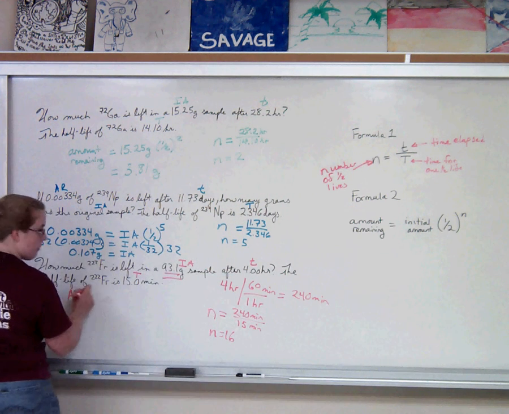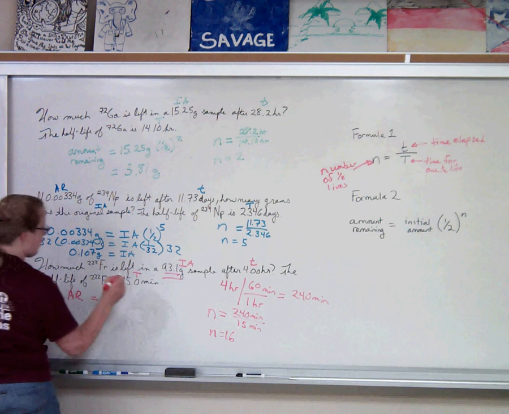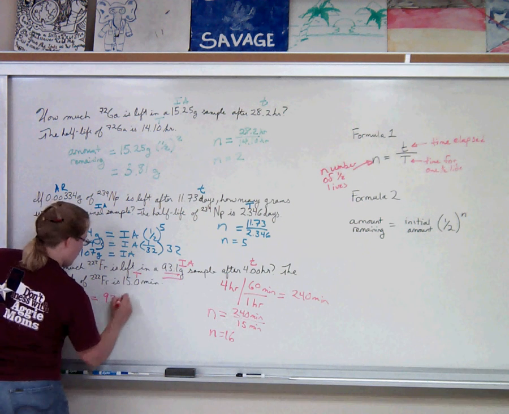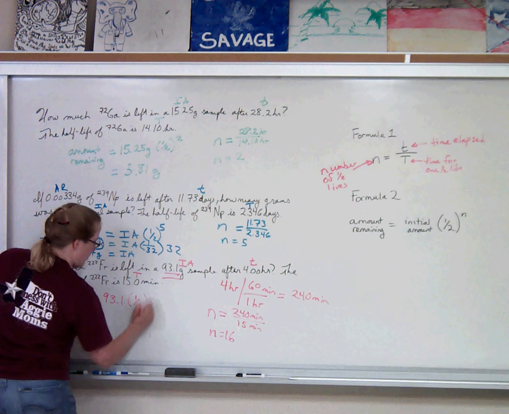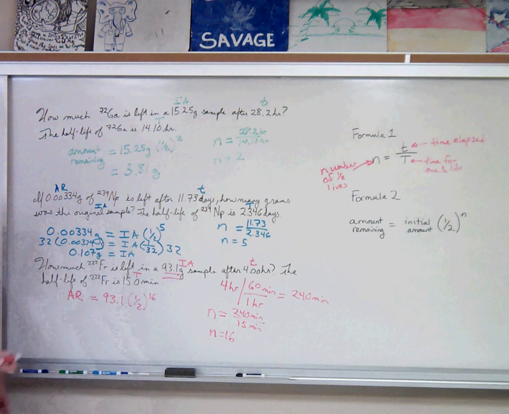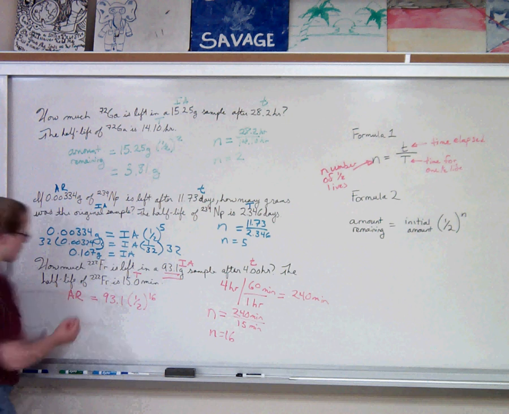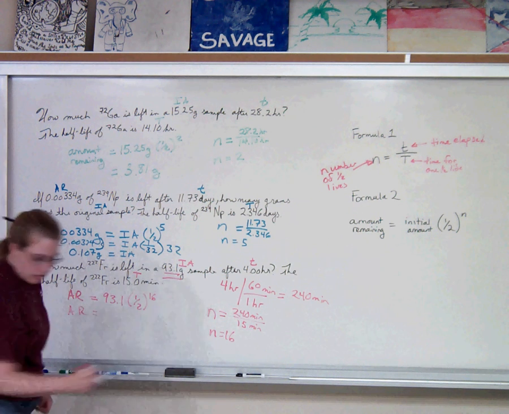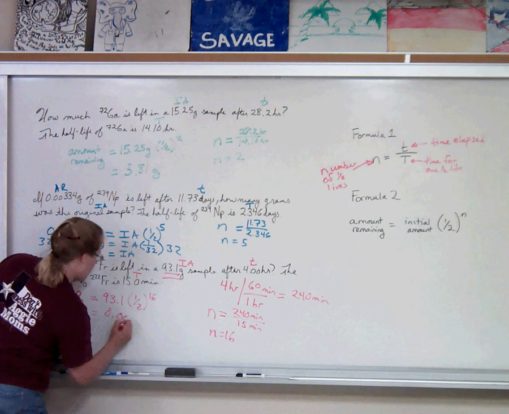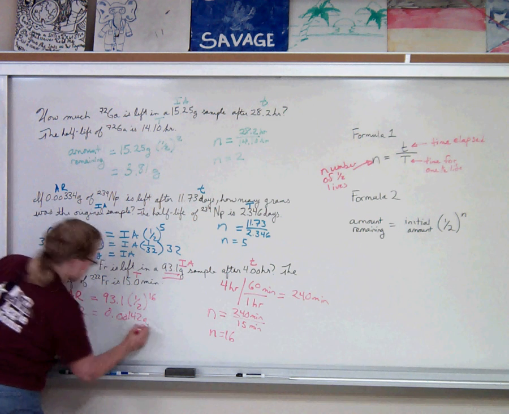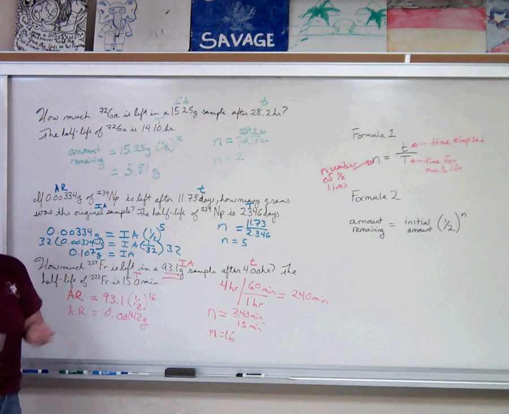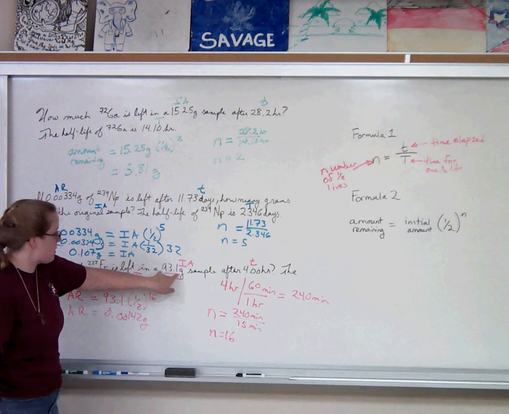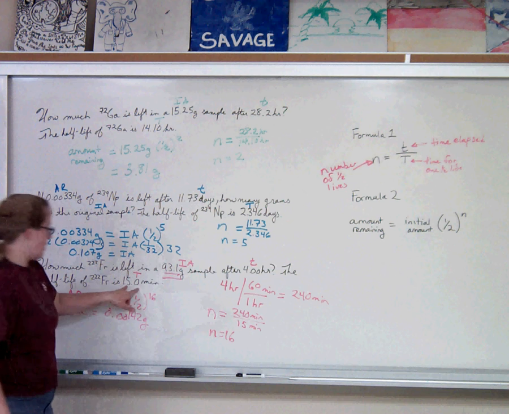So our amount remaining equals the initial amount, which is 93.1 times 1/2 raised to the 16th. And so again, if you go through that, you'll get an answer of 0.00142 grams. So grams is always the unit because we're talking about mass. And then we want, again, 3 sig figs because there's 3 here, and 3 here, so there's 3 there.